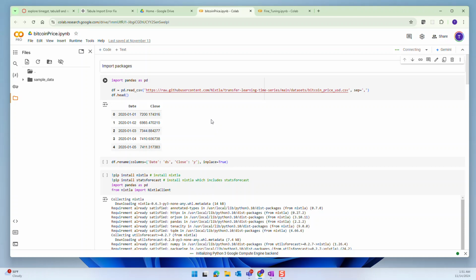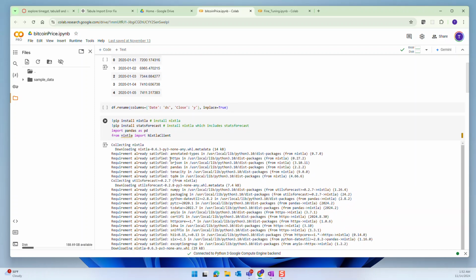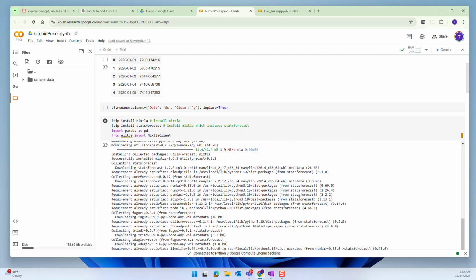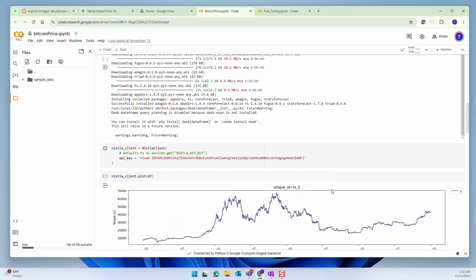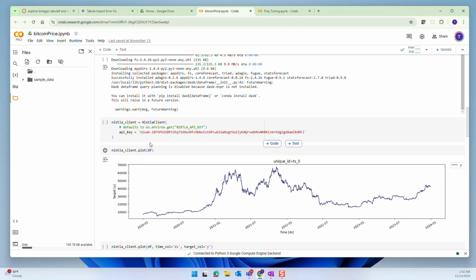The data source was what was taken online from the Bitcoin with the sample data with the date and what it closed at, right? The closing value. And so these were renamed as DS and Y. Here installing the packages that are going to be needed for that. And this is basically an effort of predicting what those values could be over time. The API key was generated from Nixtla.